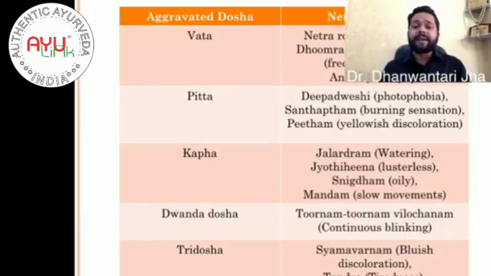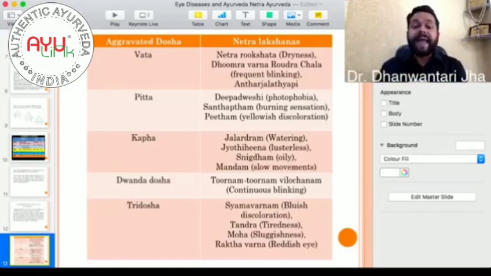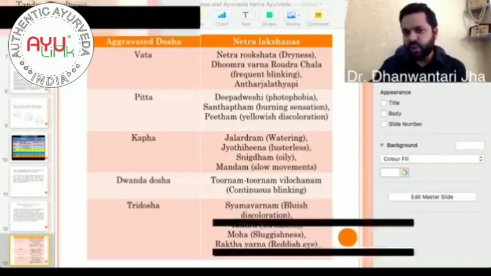While if your eyes are affected by Kapha dosha, then you may see watering from the eyes, lusterless eyes, oiliness in the eyes, stickiness in the eyes basically, and very slow movements. When two doshas affect the eyes together, they will cause continuous blinking. When all the three doshas affect the eyes, there will be bluish discoloration of the eyes, tiredness of the eyes, and sluggishness of the eyes.